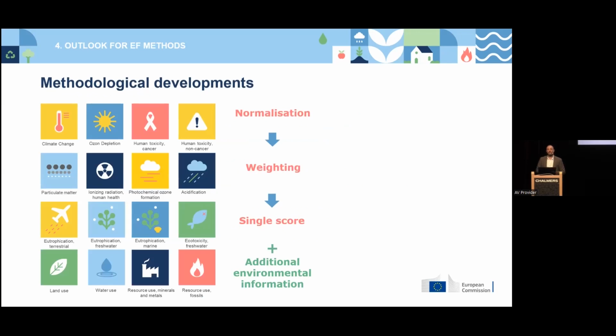In terms of methodological developments, you know that the PEF has 16 impact categories, midpoint indicators in our case, and then these are normalized, weighted, and aggregated into a single score, and there is the possibility to have additional environmental information.